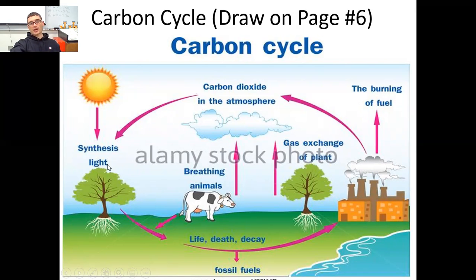And then animals are going to eat more of that carbon in the form of food. We know that as carbohydrates. But then those animals pass away and they become fossil fuels, right? So all of this, again, is how the carbon is cycled through the environment. We're going to draw that on page 6 on the top half to give you a visual.